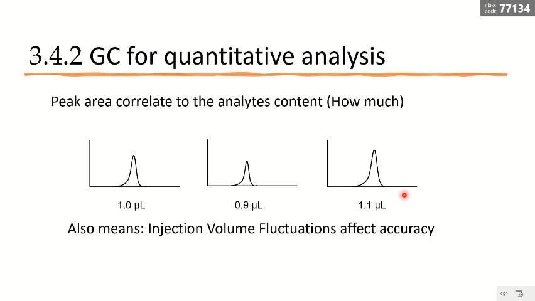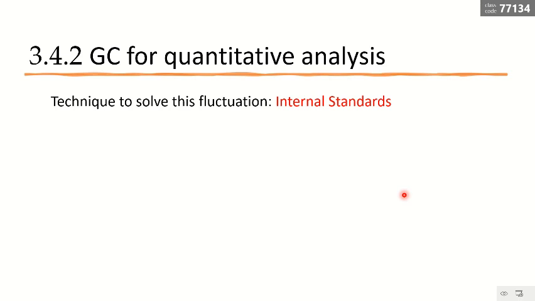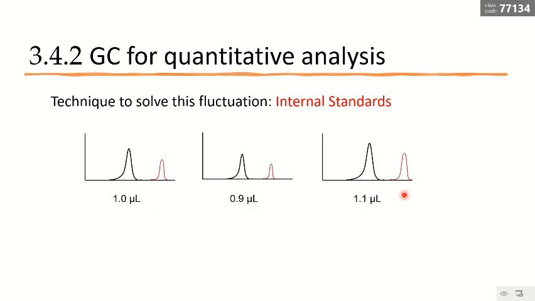Okay, we have a way. This way we call the internal standard. In the following several pages, we are going to explain what this means. Internal standard: basically, we are going to put another compound inside our sample, proportionally to our analyte.